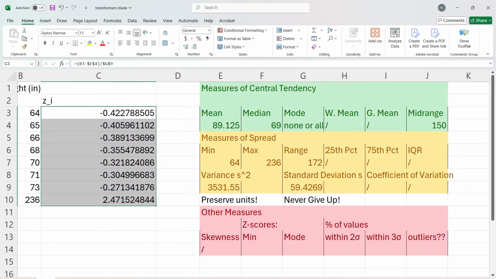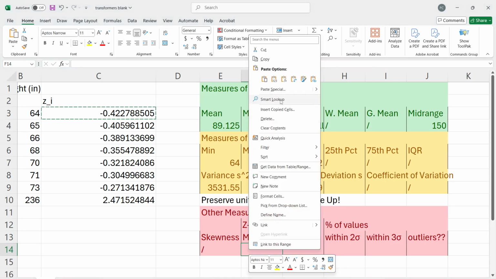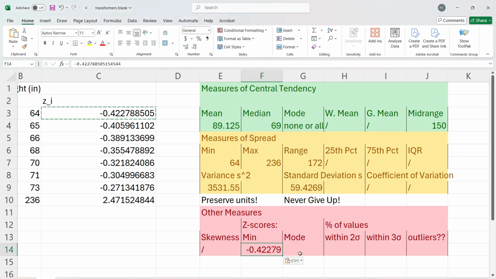Then, remembering, perhaps I don't care about the minimum z-score, which is this number. So I'll at least bring it over here and say that's what it is. It's not interesting, but that's what it is. What's the mode? None or all of them. It's the same story. How many of these observations are within 2 standard deviations? Okay, now we're talking about something interesting.